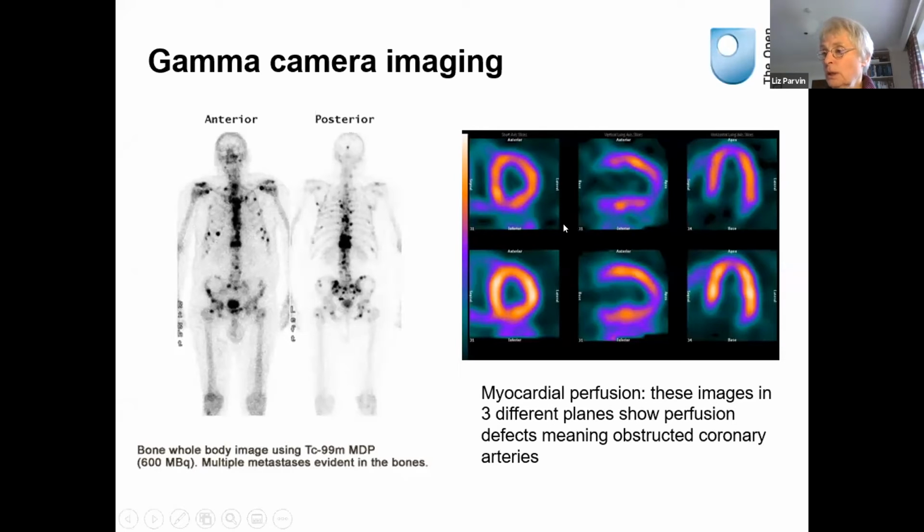And what we do with this one is shown in false color, and you can see that in some areas there is less of the radioactive material. And that means that in that area of the heart, there is not as good a blood flow in the arteries. And this is a very good indication as to whether or not the patient is suitable for a coronary bypass.